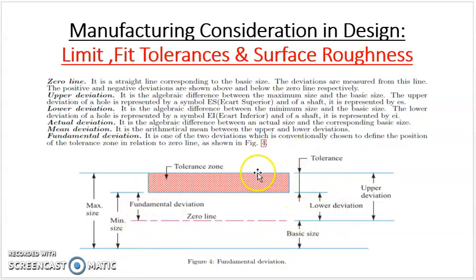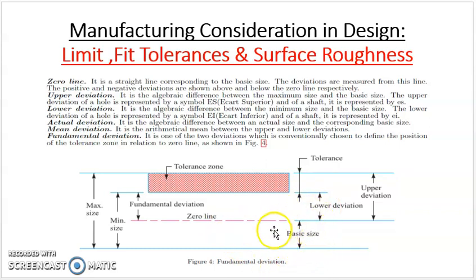And this is your tolerance, this has a dimension, and from the zero line to the upper limit of tolerance, that is your upper deviation, and from the zero line to the lower limit of tolerance, that is called the minimum size, or you can say your lower deviation. And this is your basic size. Zero line is nothing but your basic size.